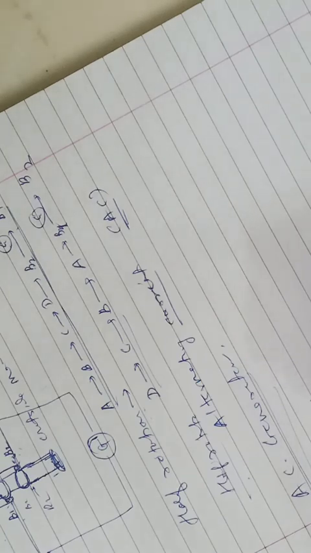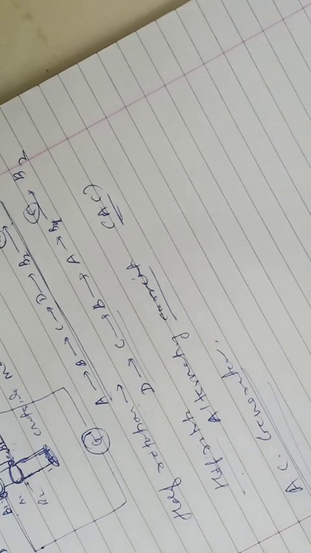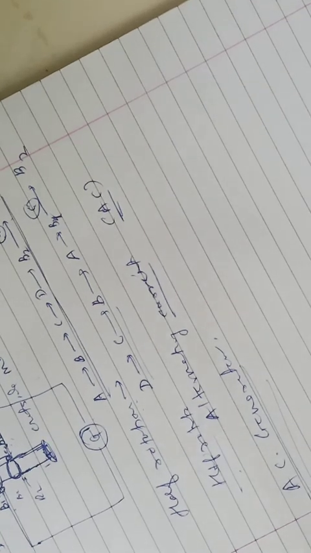There is also a DC generator, but that was deleted from this year's syllabus. Here the topic number 4, electric effect of electric current, is completed.